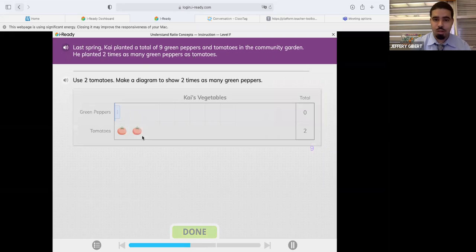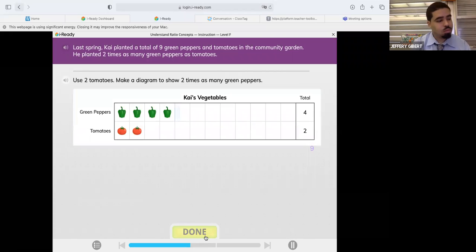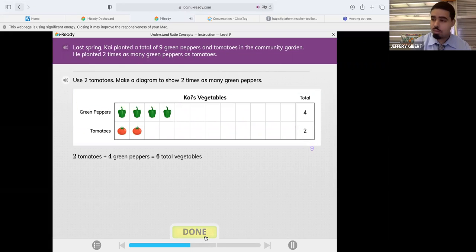Same thing I did. Use 2 tomatoes. Make a diagram to show 2 times as many green peppers. So we need 2 times this. So you do 2 times 2, which is 4. So 2, 4. 2 tomatoes plus 4 green peppers is 6 total vegetables. We still need more, so let's try again.